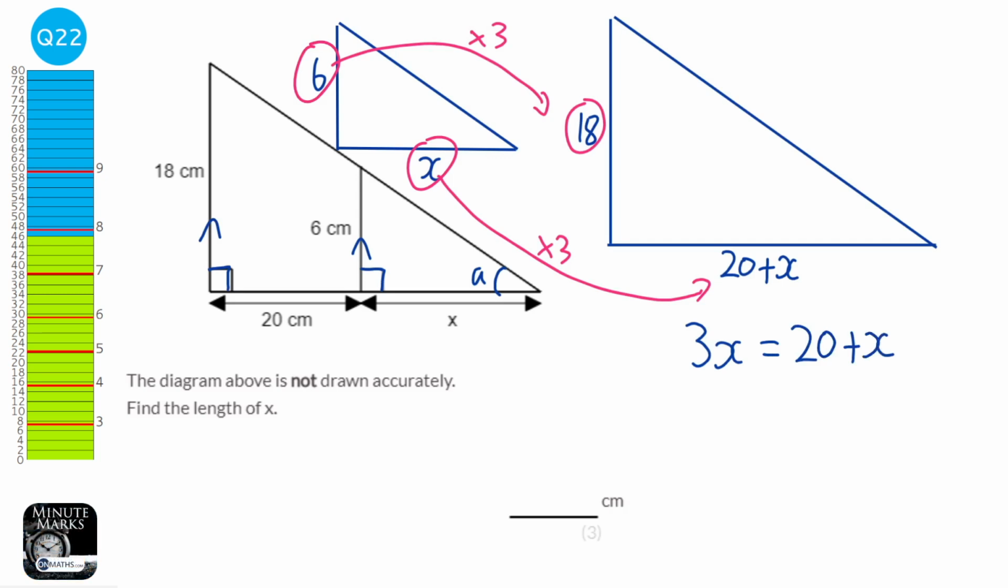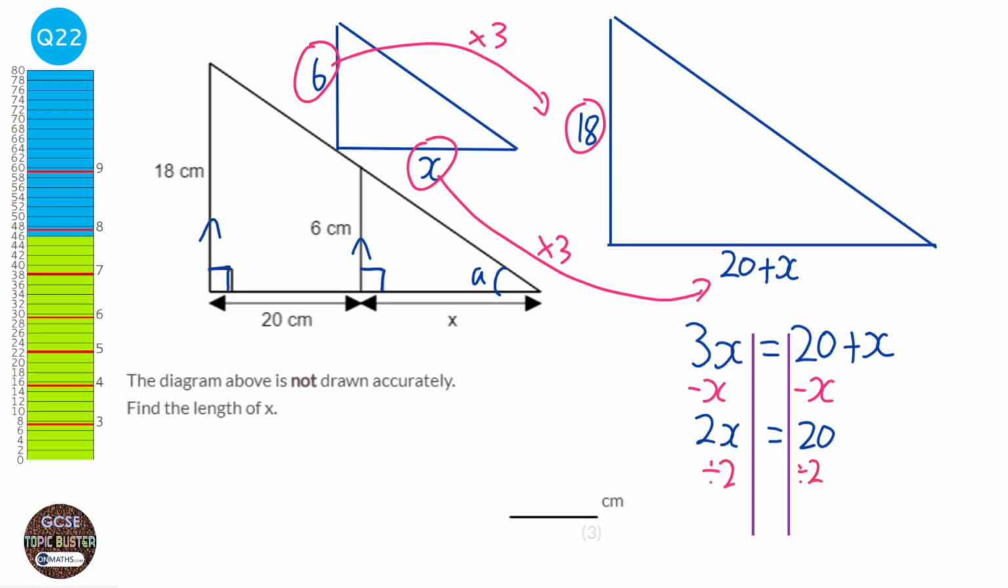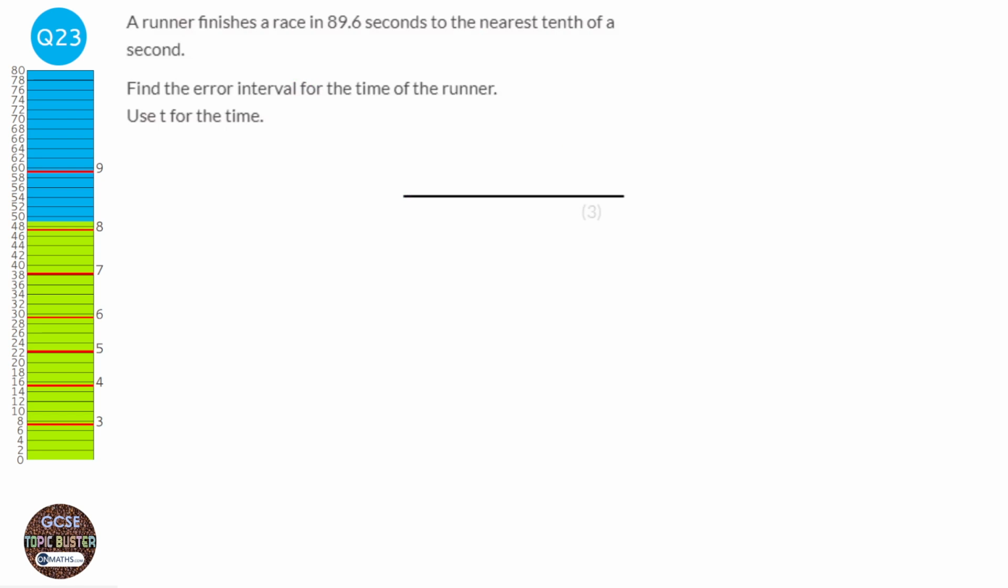And so I can solve this now. Subtract x from both sides. Always subtract the smaller amount, so 2x equals 20, and then divide both sides by 2. And so we've got x equals 10. So we know that x equals 10, it says find the length x, and so that will be 10.